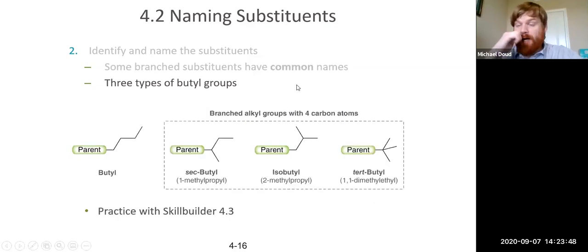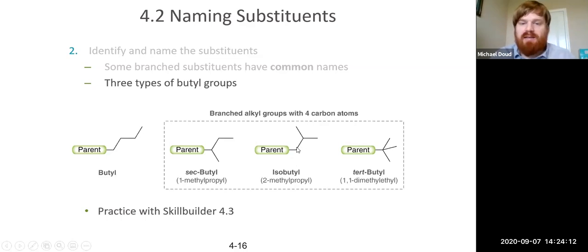Now, it's a little more complicated when we go up to 4 carbons, the butyl groups. We have 3 different branch chain ones that have their common names. And you'll just have to memorize these as you go from it. So here you have a butyl group, that's a straight chain here. Now, if it's bonded at this second carbon instead, that's what we call sec-butyl. And you have to write out S-E-C, sec-butyl.